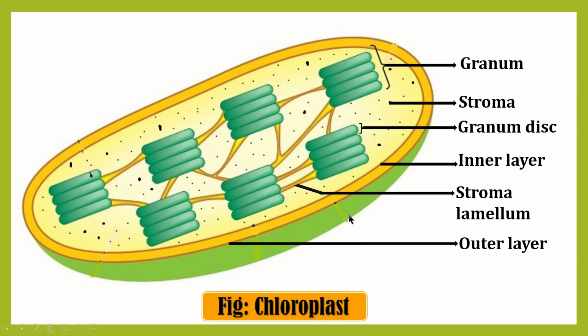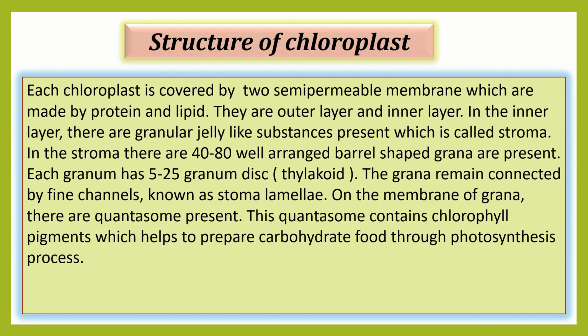In the membrane of grana, there are quantosomes. This quantosome contains chlorophyll pigments. These chlorophyll pigments help to prepare carbohydrate food through the photosynthesis process. This is the written description about the structure of chloroplast.